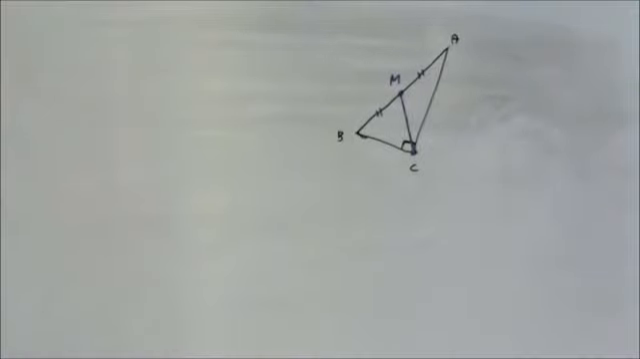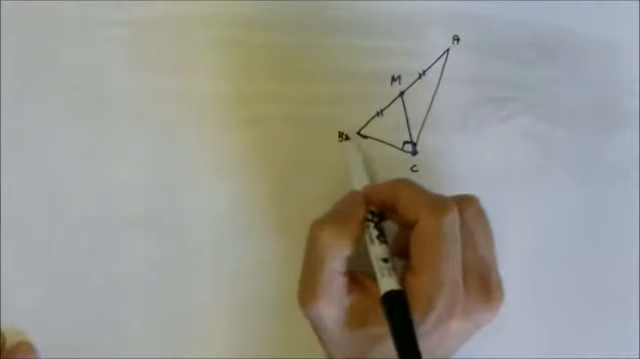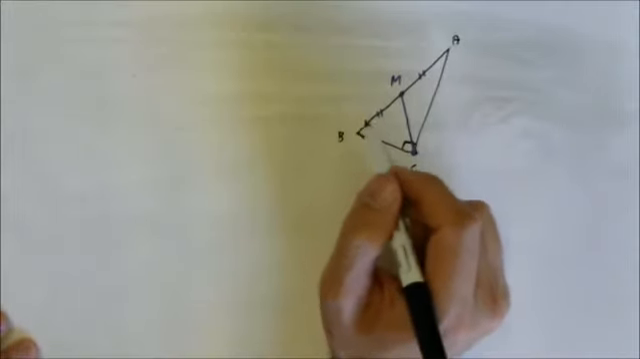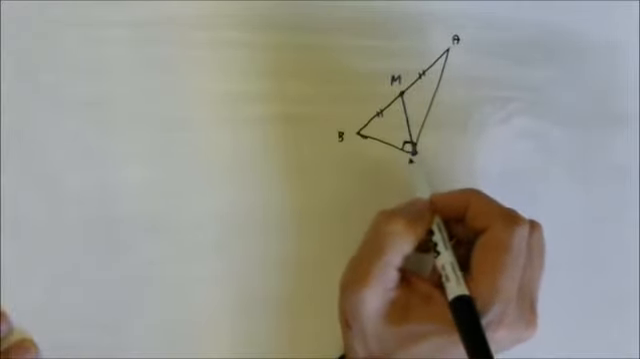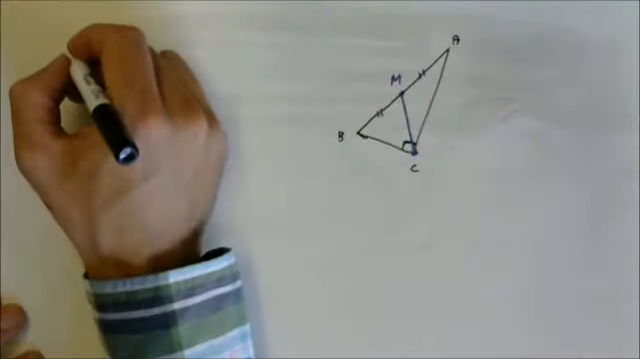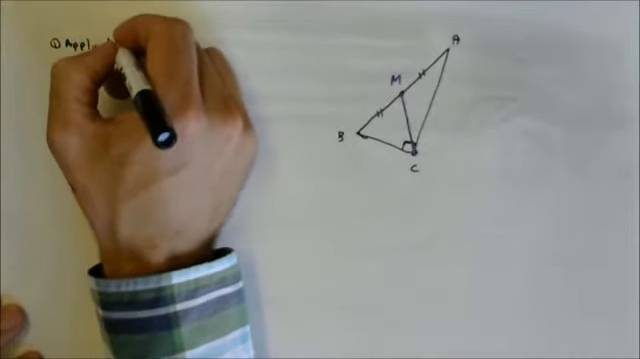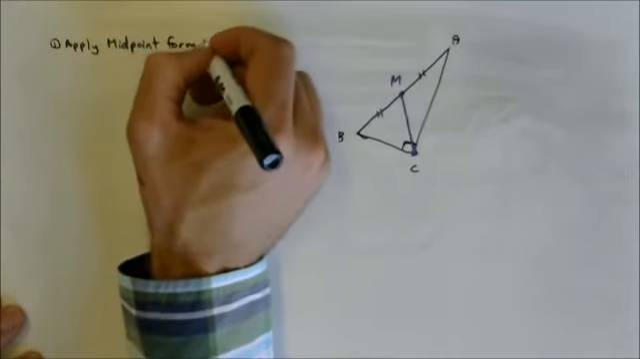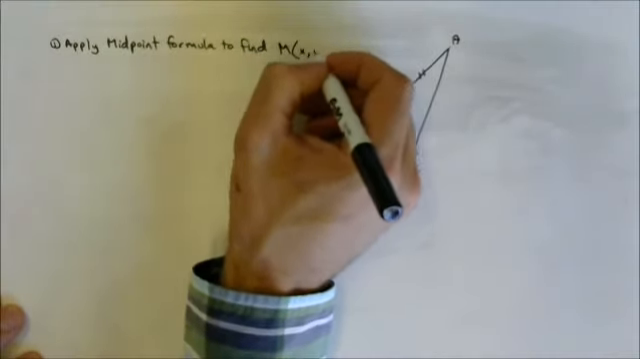All right, so here we go. We're going to find out the length of the hypotenuse and the length of the median. Now, we already have enough information to find the length of the hypotenuse, but we don't have enough information to find the length of CM. So what are we going to do? Well, we know this is the midpoint, so let's apply our midpoint formula. Step 1, apply the midpoint formula to find the coordinates of M.